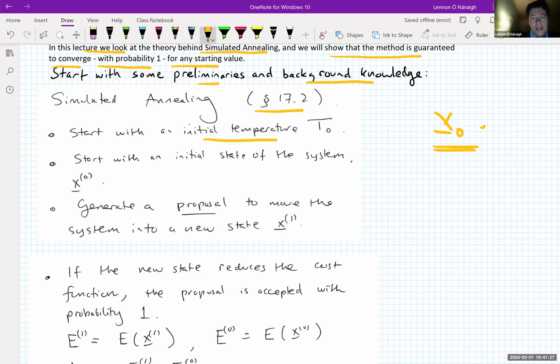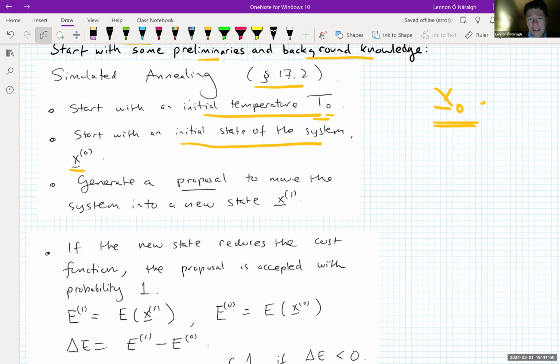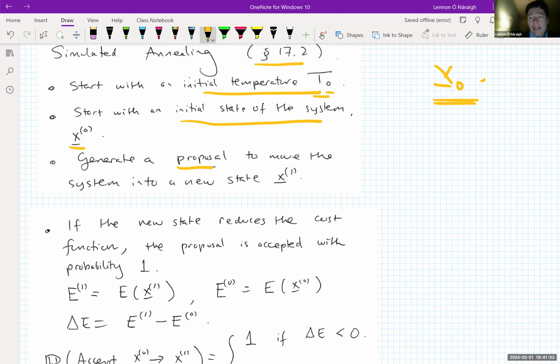So we start with an initial temperature when we're simulating the quench, T0. T0 is meant to be a high temperature because we quench from a high temperature to absolute zero. Correspondingly, we start with an initial state of the system, analogous to an initial guess for our minimizer, and we call that x0. We then generate a new guess, which in this context we call a proposal, to move the system into a new state x1.